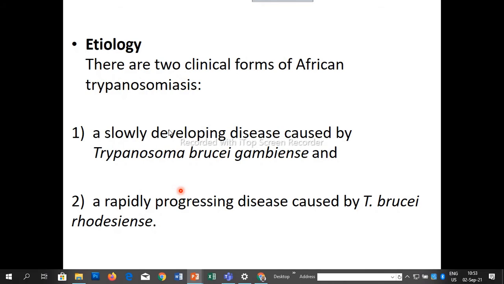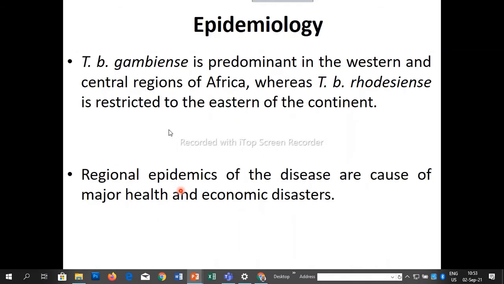There are two clinical forms of African trypanosomiasis or African sleeping sickness. There is a slowly developing disease that is caused by Trypanosoma brucei gambiense, while we have another rapidly progressing disease caused by Trypanosoma brucei rhodesiense. It was found in Zimbabwe. Trypanosoma brucei gambiense is predominant in the western central region of Africa, while rhodesiense is restricted to East Africa.